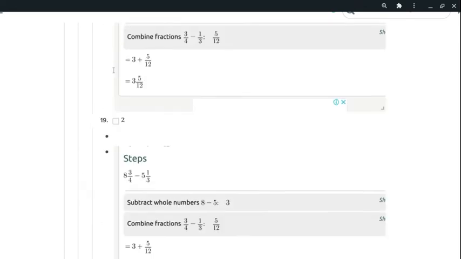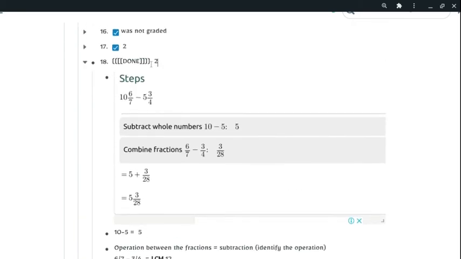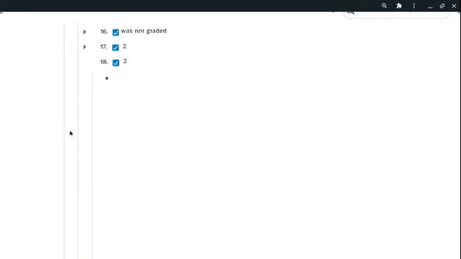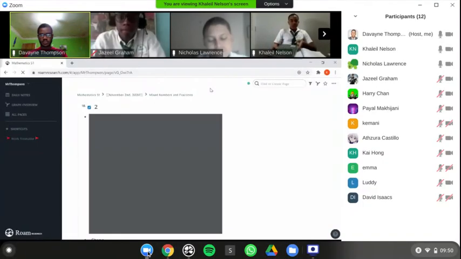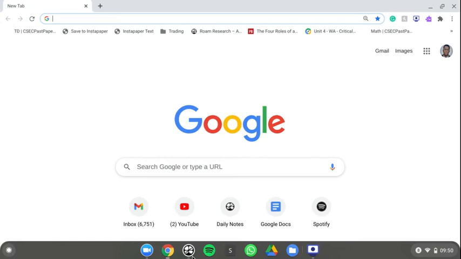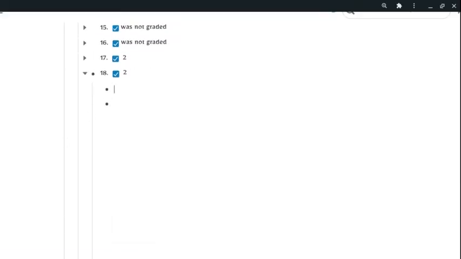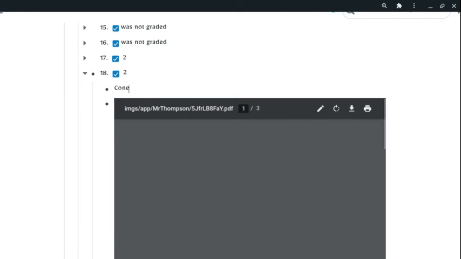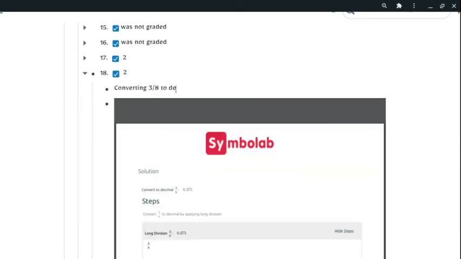Question 21. All right. You should see that at the top of your screen coming up in 5, 4, 3, 2, 1. Do you see it? Yes, sir. So we're talking about decimals now. Remember, we're converting 3 divided by 8 to a decimal.